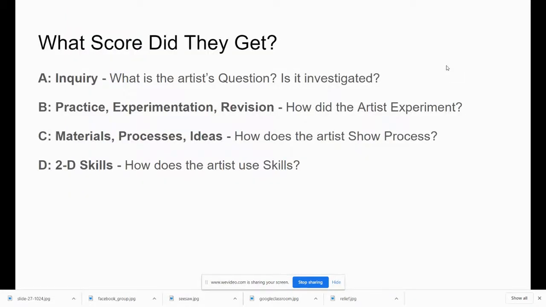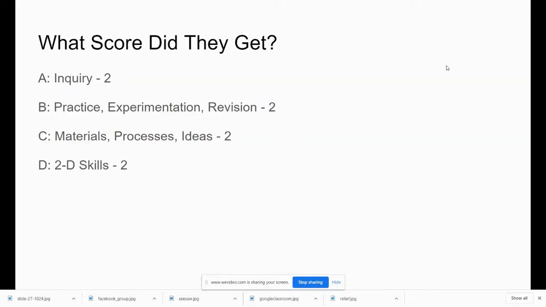So what score did this person get? Remember, we'll go through each one of these: inquiry, practice, materials, and skills. Here we go. Oh, there they are. She got a 2. She got a 2 all the way across. Now remember, you can get a 1, 2, 3, 4, or 5. A 1 and a 2 would be not passing. A 3 is great. A 4 gets you a cake, and a 5 gets you two cakes. So we're just looking to get that 3, and this person did not get it.